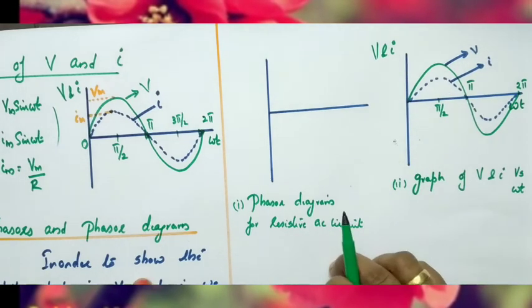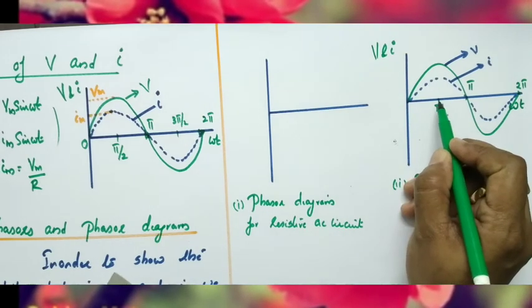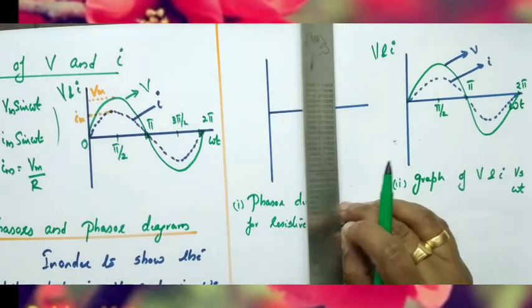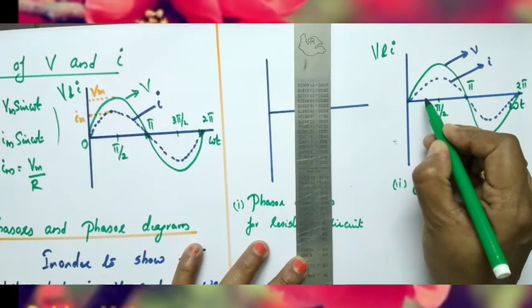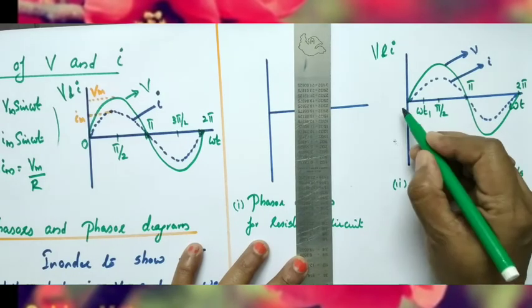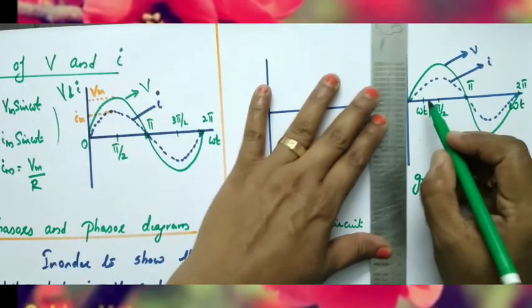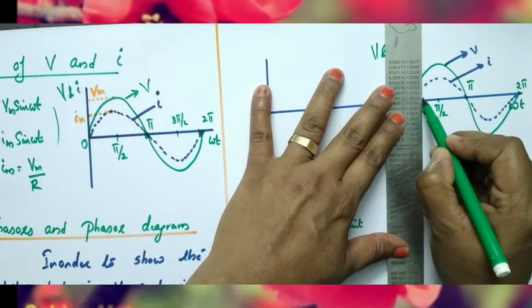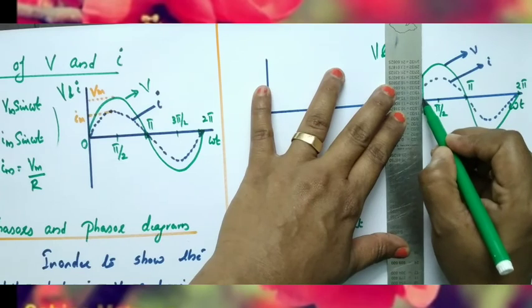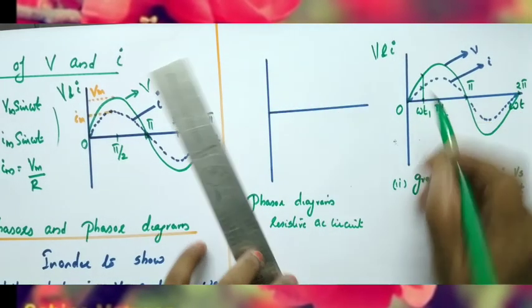Now, how will you draw the phasor? Consider an angle between 0 and pi by 2. This maximum value is pi by 2. Let that angle be omega t1. From that omega t1, draw a perpendicular like this. Here it touches the voltage curve and here it touches the current curve.